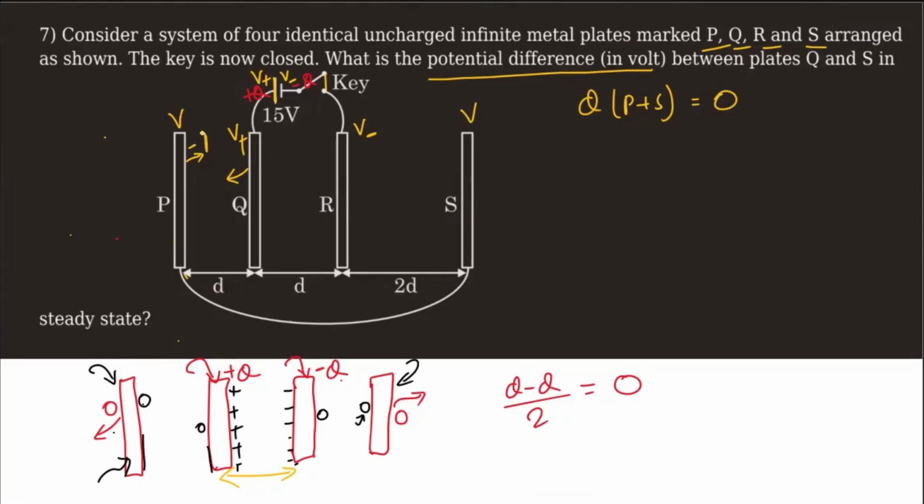So let's say it has minus Q charge. Then we can say this surface has plus Q charge. And then charge conservation is not getting harmed, still P plus S plate have zero charge, right? So this way we can do.